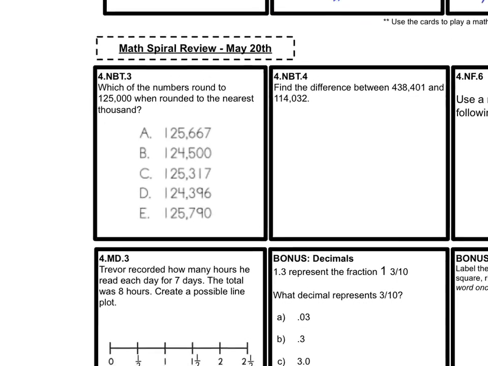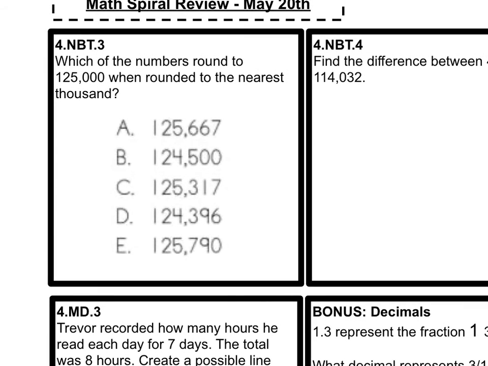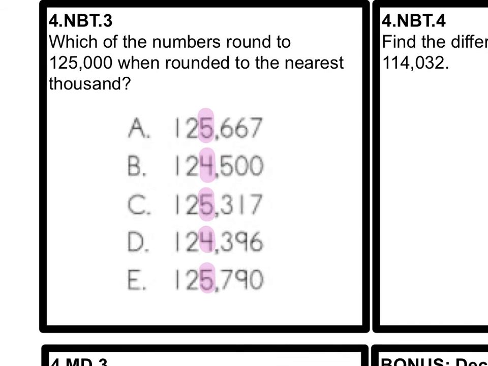All right, moving on to May 20th. Which of the numbers round to 125,000 when rounded to the nearest 1,000? So I'm going to go ahead and highlight my thousands place value right now so that I don't forget. And then we're going to talk them through. So with A, I want to see if it rounds to 125,000. I see that I already have 125,000 here. So if it rounds up, it's going to be too big, but if it stays the same, it's going to be fine.